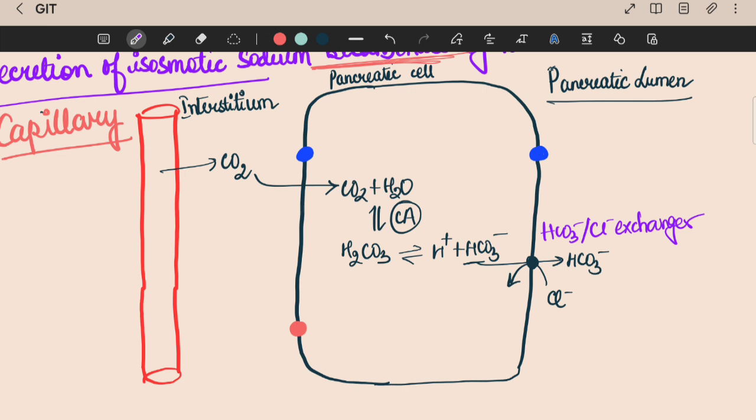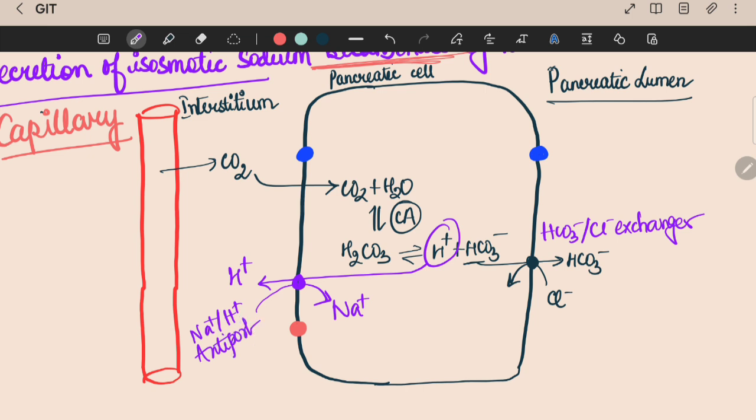Now see what happens to this H plus. H plus will get exchanged for sodium. So here there is a cation exchanger. Sodium will enter the cell, and hydrogen will be lost into the interstitium. Okay, is this much clear? Sodium will be coming into the pancreatic cell, whereas H plus will be lost into the interstitium. There is another transporter present, the sodium hydrogen antiporter.